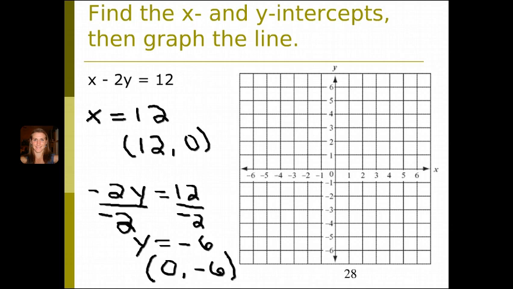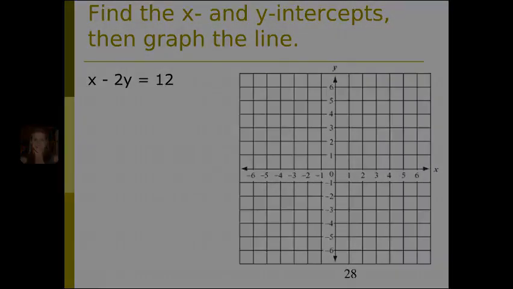So (12, 0), we're just going to have to estimate, would be somewhere over here. And (0, -6) is down here, and then we would connect the line. And we will put arrows on the end since it is a line.